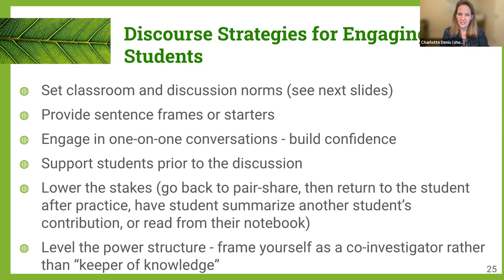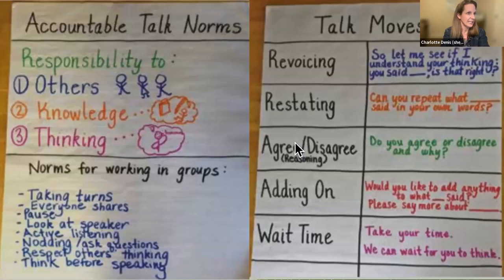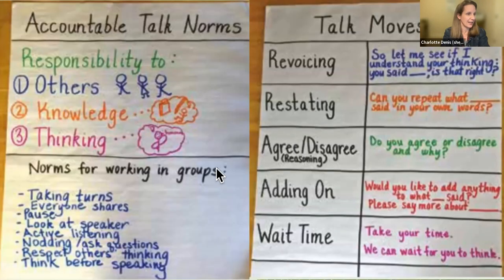And making sure that we're staying, as the teacher, more as a co-investigator rather than the keeper of the knowledge, right? Not being the sage on the stage and the only person who has the knowledge. So in terms of discourse strategies, I've seen these. I can't remember where I got these pictures from, but I've seen classrooms where the norms and the talk moves are actually posted on the wall so that they're visible, making sure that students are seeing what you're doing, right? The things in color on the talk moves are the things that the teachers would say, but when the students understand why you're doing that, it makes your intentions more transparent.